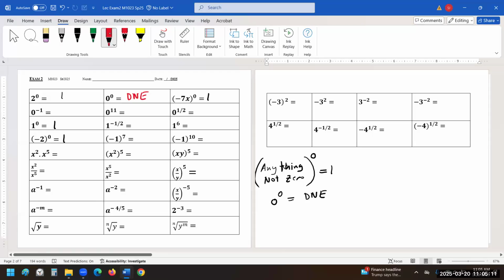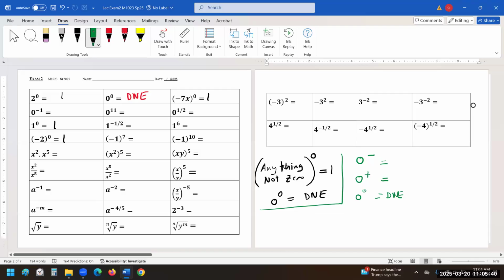Now the next rule is for 0 base. When your base is 0, there are 3 scenarios: either 0 has some negative number, or 0 has some positive number, or 0 has 0. We already know 0 to the 0 doesn't exist, so we can disregard that.